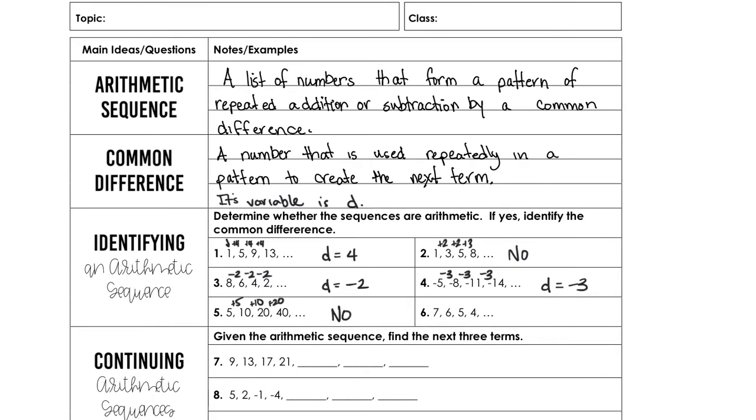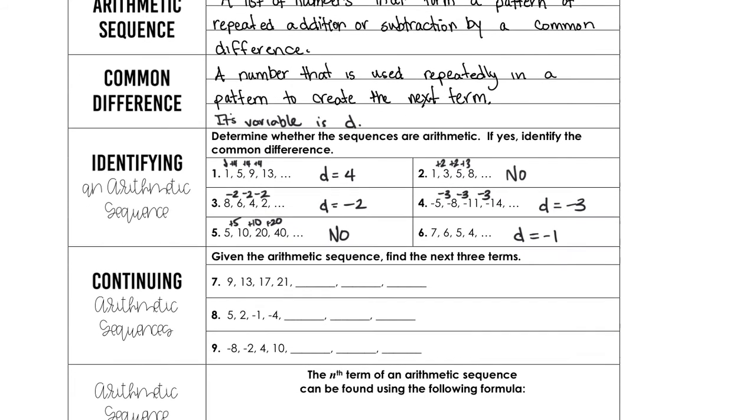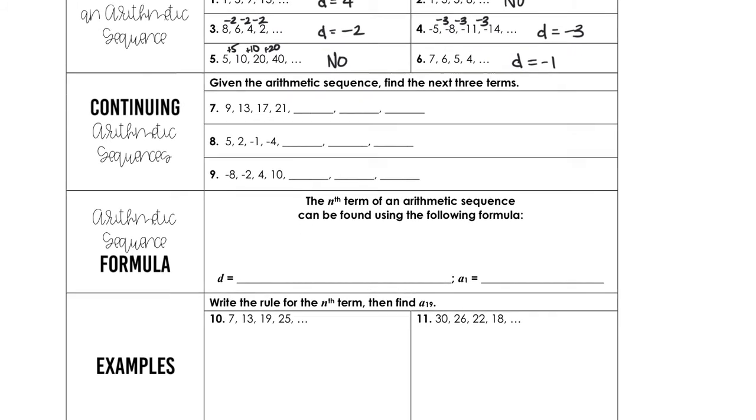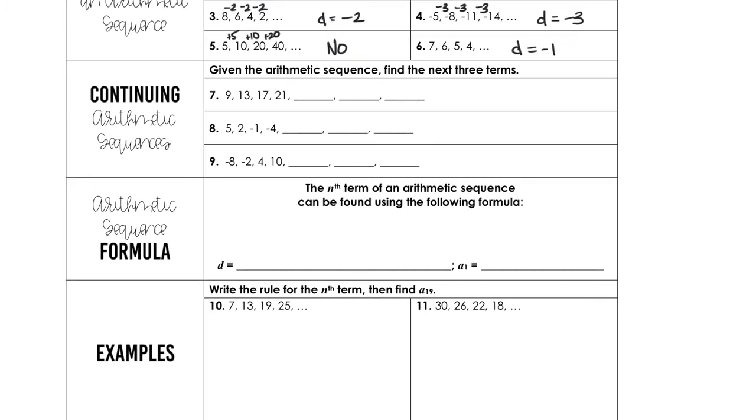All right, on number 6, 7 to 6 is -1, 6 to 5 is -1, 5 to 4 is -1, so we would say the common difference is -1, okay? Now, the next thing you'll have to do is just continue a pattern, right? So recognize a pattern, and the question is can you continue to add and subtract to a number over and over again? So let's just talk about continuing arithmetic sequences.